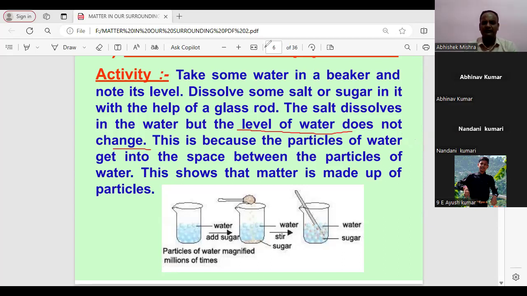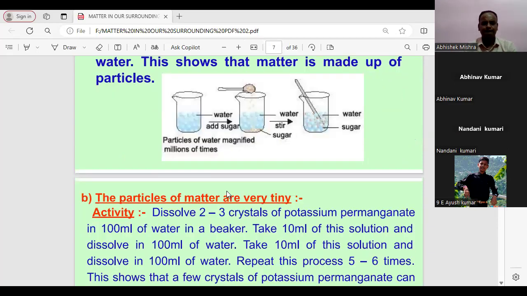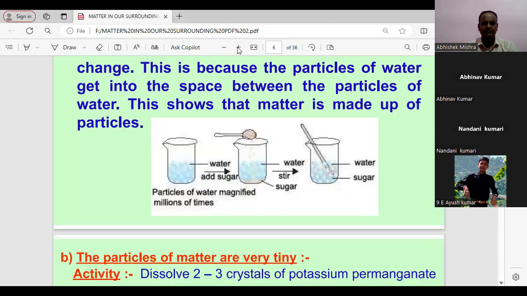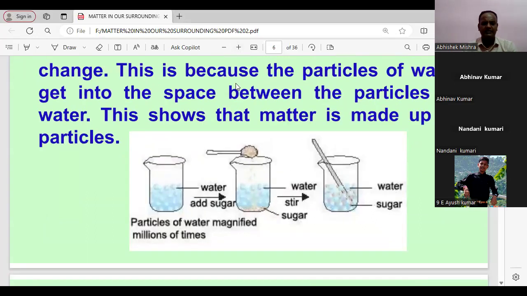This activity can be visualized from the image also, which is there on the screen. You can see very well in this image the particles of water magnified millions of times. Here we are adding sugar and stirring it, but the level does not rise. That means the particles have spaces between them.